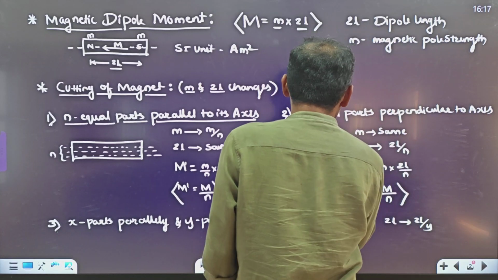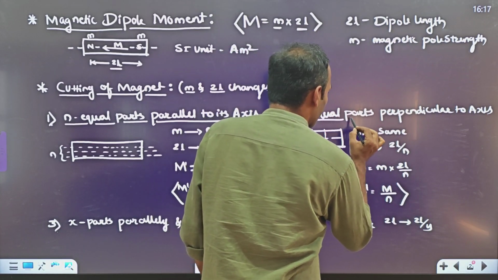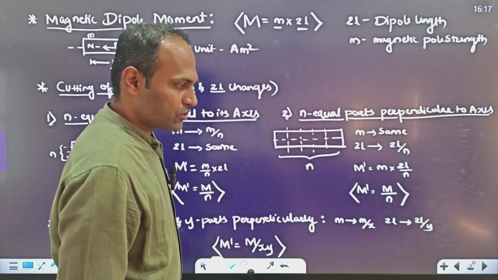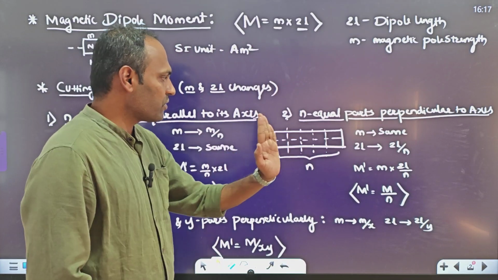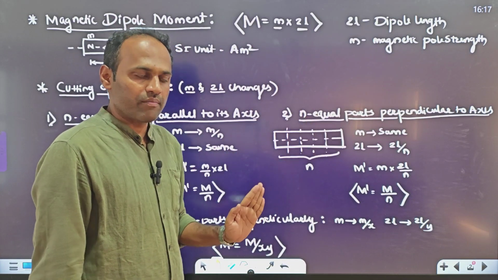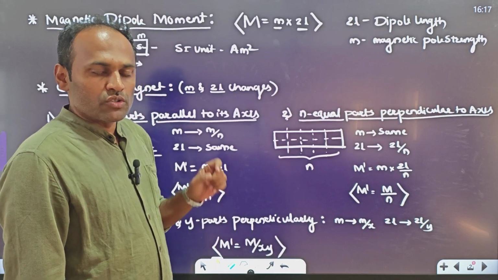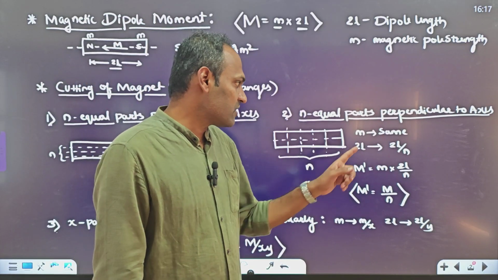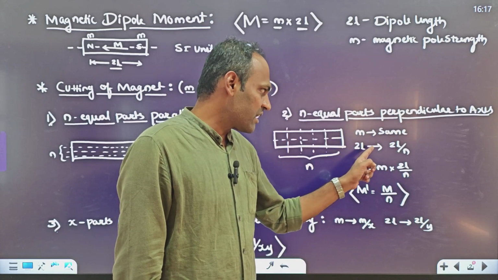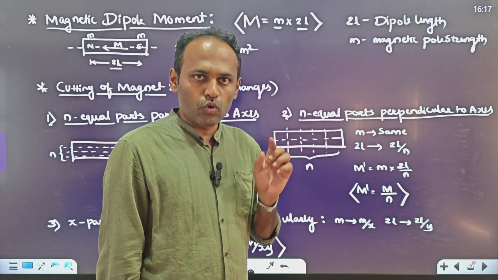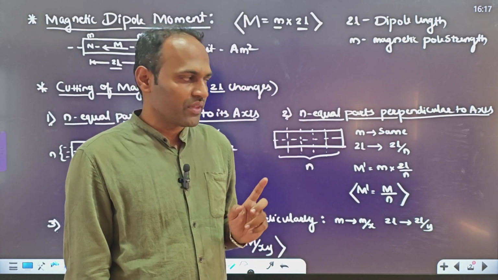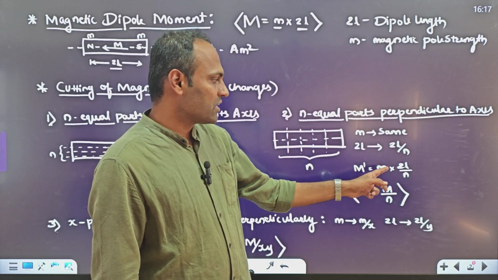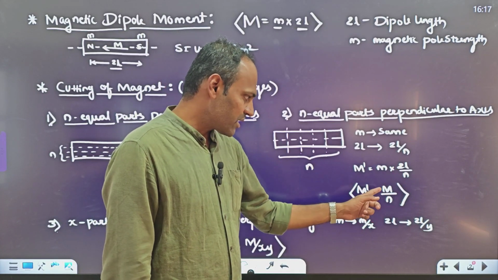Next, if we cut the magnet in n equal parts perpendicular to the axis of the dipole. Instead of cutting like this, we'll cut it like this now. In n pieces. So when you cut a magnet perpendicular to its axis, its pole strength remains the same, but magnetic length decreases by n times. 2L becomes 2L by n. So the new magnetic dipole moment will be pole strength into 2L by n. That is nothing but m by n.